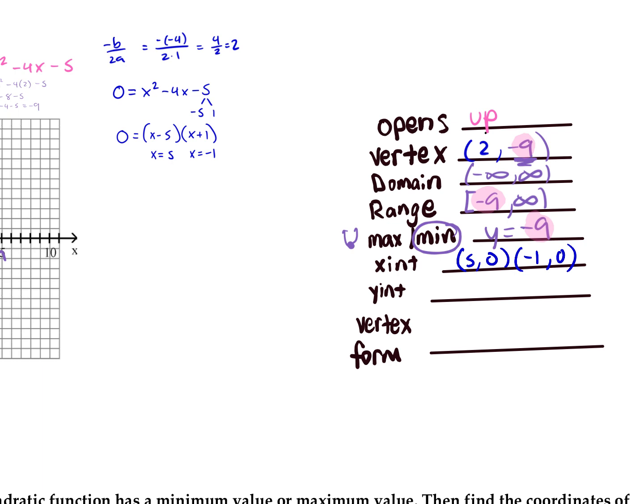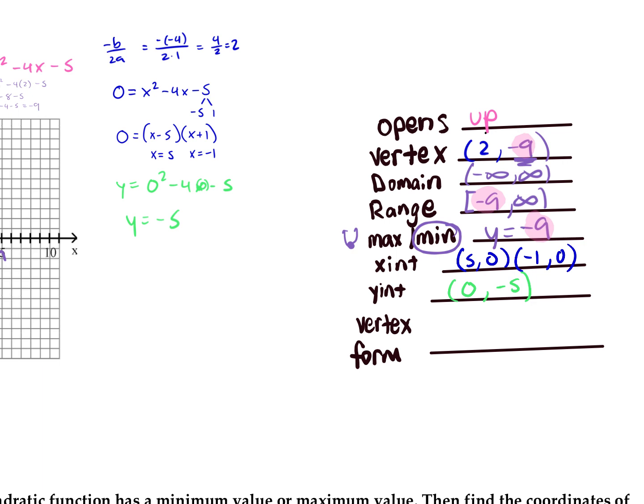Next, I want to find the y-intercept, so I plug in 0 for x, so 0 squared minus 4 times 0 minus 5, so y is equal to negative 5. So I plugged in 0 for x and got negative 5 for y, so my coordinate point is 0, negative 5.